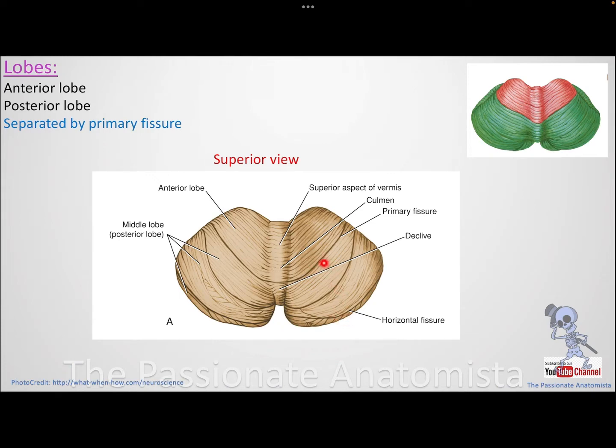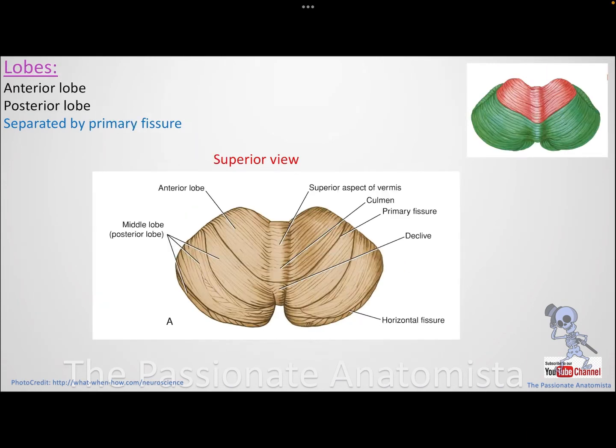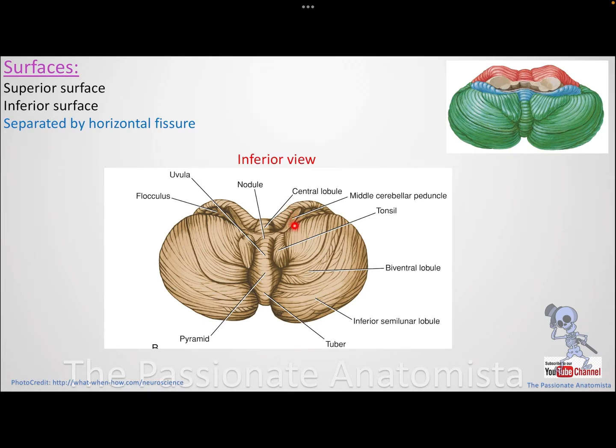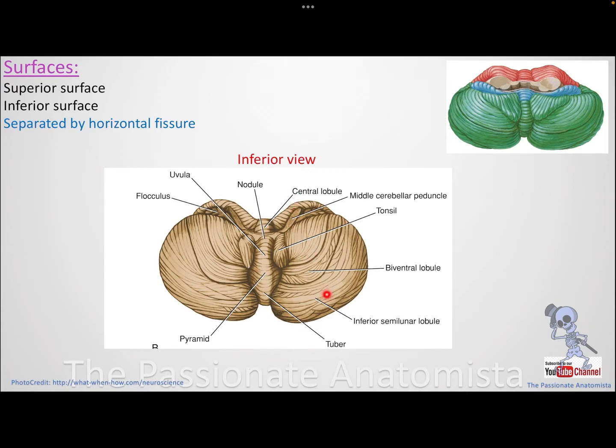And actually, the posterior loop is not only this part. If you continue and look from below, the whole thing is also part of the posterior loop. So it's not only this part from the superior surface, it continues all the way to cover the whole inferior surface. So the primary fissure separates your anterior loop, this small part of the superior surface, and the whole posterior loop, which includes this part of the superior surface and the rest of the inferior surface.